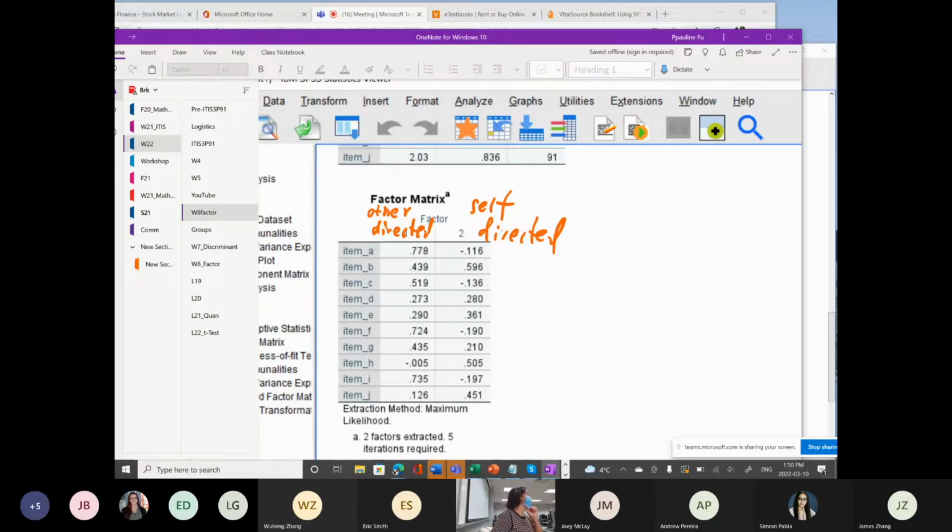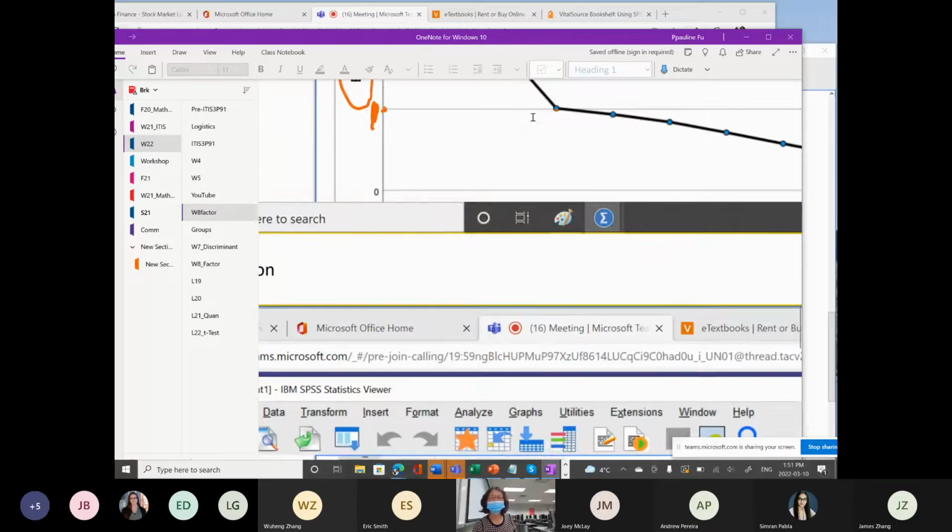This is how the computer tells us whether item A belongs to self-directed or other directed. Look at the number. Yes. How did we know that 1 was other and 2 was self? Good question. How do you know 1 is other?